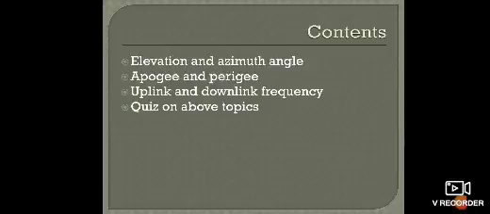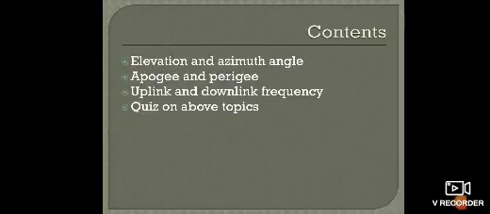The applications of satellites are TV broadcasting, GPS, that is Global Positioning System, used for navigation, military, internet purposes, radio and TV program distribution, and weather reporting, that means weather forecast applications. Like this, we have a number of applications using satellites. Today's topic is elevation and azimuth angle, apogee and perigee, uplink and downlink frequency, and some quiz points on these topics.